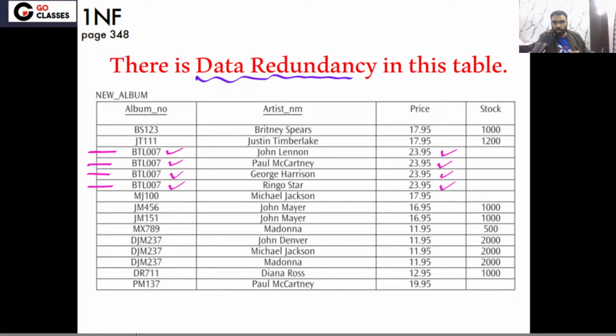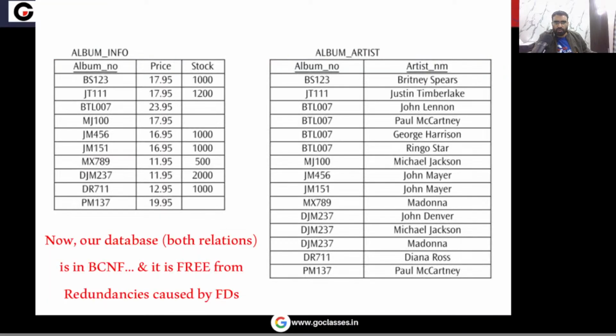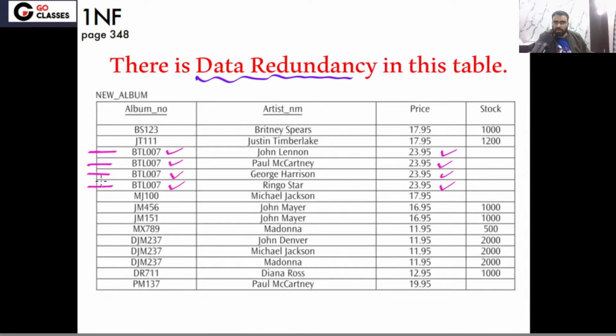Now how to reduce this data redundancy? That is a simple question. To reduce this data redundancy, what can you do? You can split this table. You can decompose this table. There is data redundancy, and to reduce that, I can do a very simple thing: I can decompose this table.